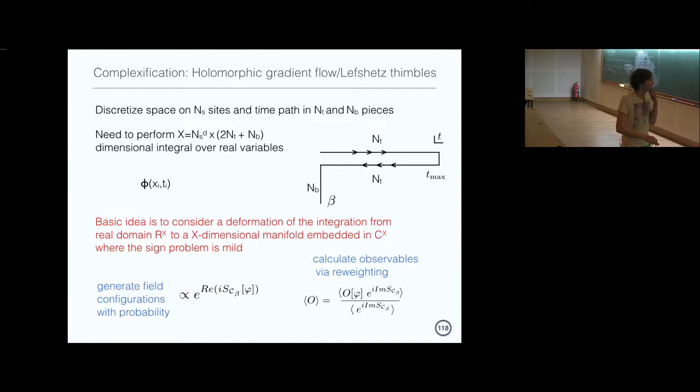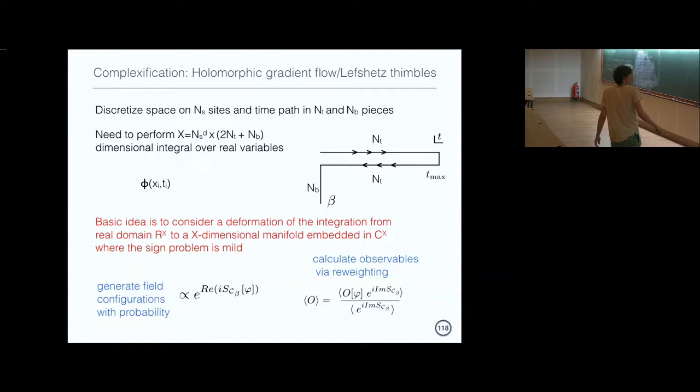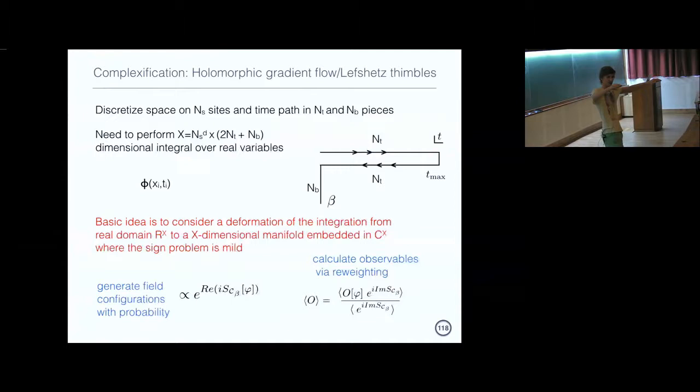So what do you do? Well, you again discretize your system. Now, in addition to discretizing spatial dimensions, you also discretize the time path and the Euclidean path. And so the basic idea of this approach is to, instead of integrating over real fields, as we usually do, consider a deformation of this real manifold into the complex plane, onto some manifold where the sign problem is milder. So where instead of having this flat phase distribution, we get a more peaked phase distribution so that we can actually go and compute something.